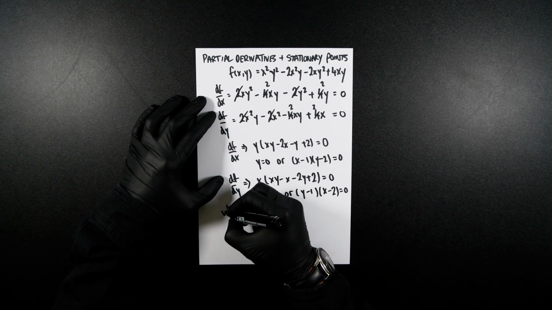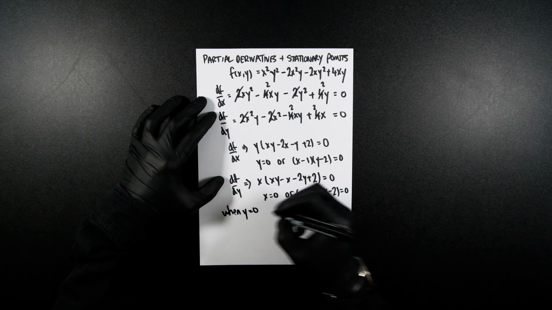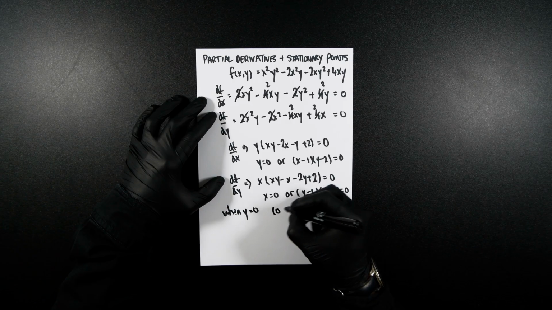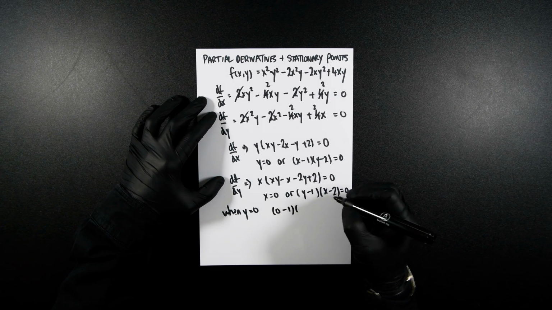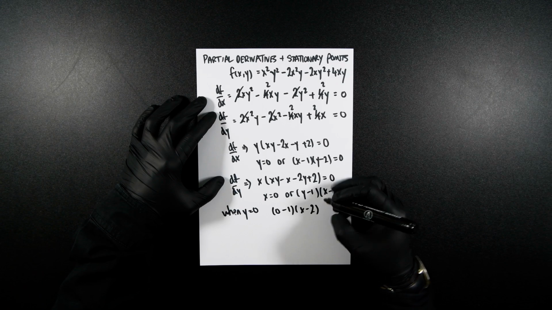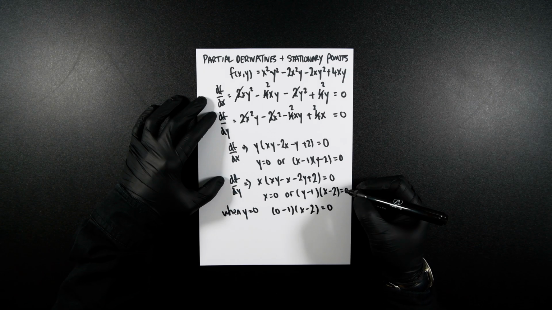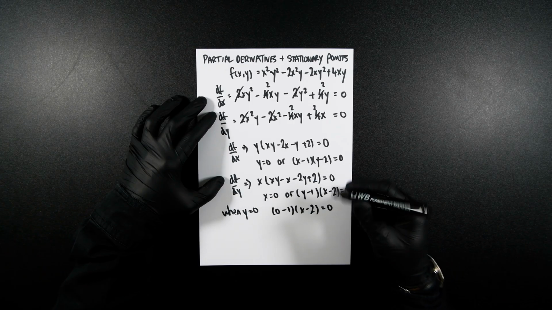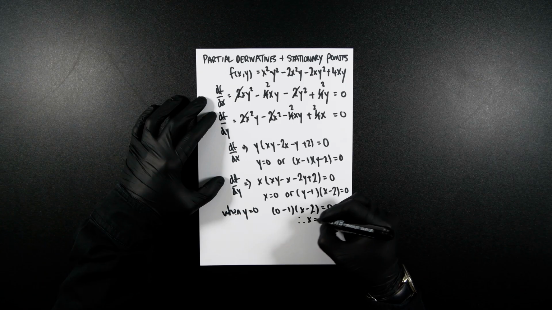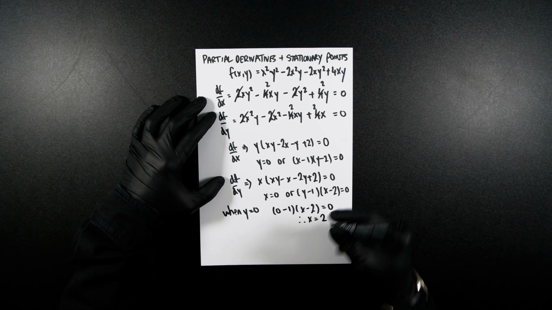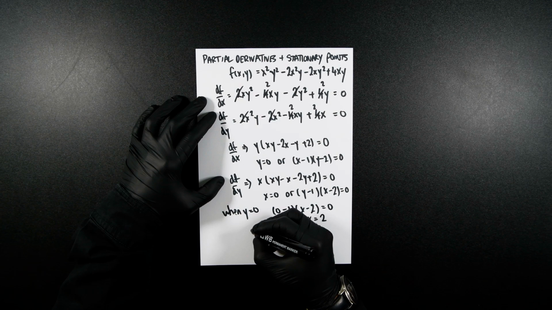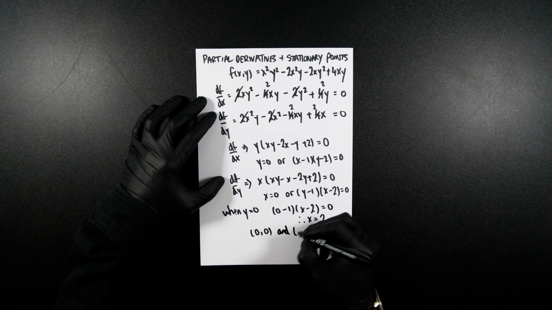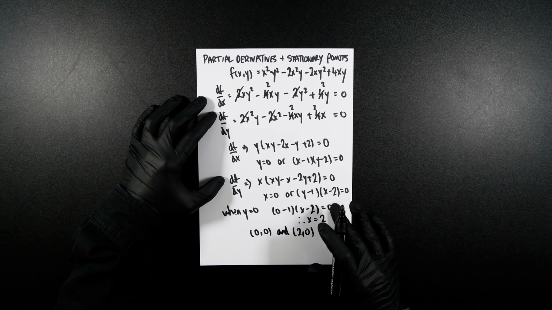So when y equals 0 for, let's say, df/dy, you're going to get (0 minus 1)(x minus 2), which equals 0, because we've made it equal to 0. That's what you have to do to find the stationary points. So therefore, x would equal 2. We essentially have two solutions now, 0 and 0, and 2 and 0, but we're not done just yet.